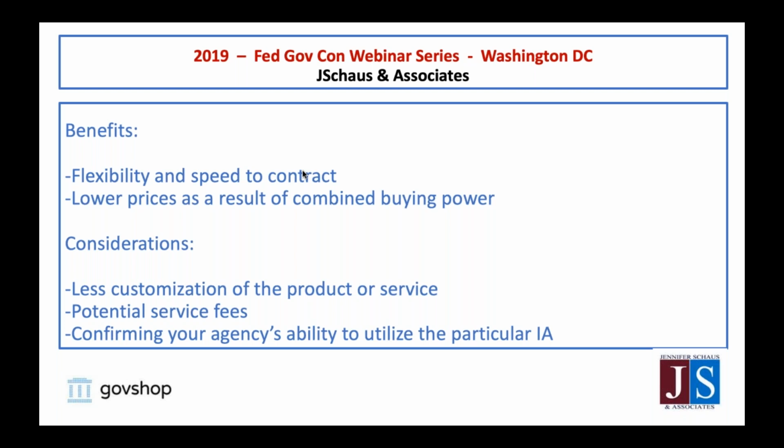Buyers also need to understand whether their agency is even able to utilize a particular interagency agreement. So if you're a business development professional out there and you're pushing your target buyer to use an interagency agreement because you have a place on that master contract, obviously you're going to want to make sure that agency is authorized to use that particular interagency agreement. Next slide, please.